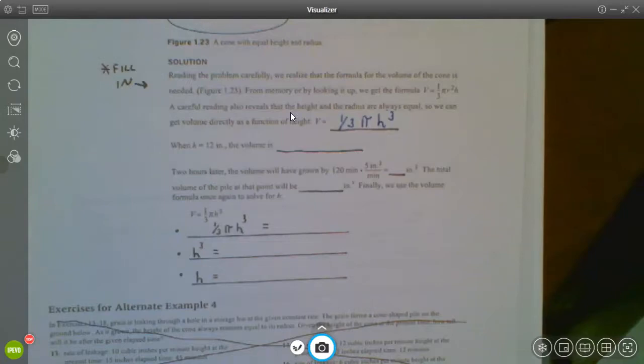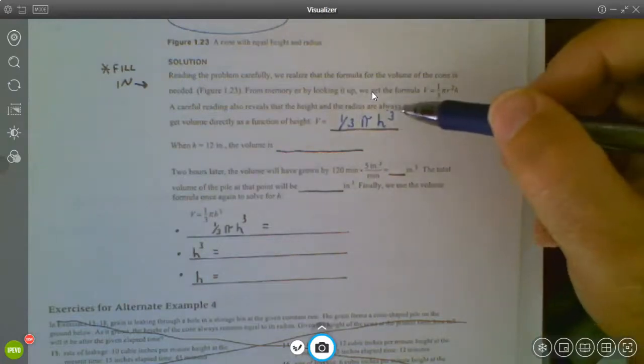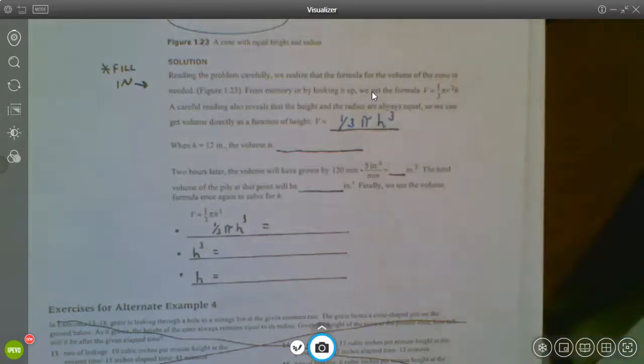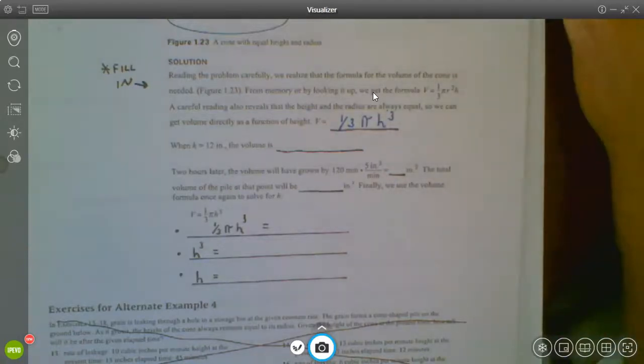So when the height is 12, and remember that was because they said if it is 1 foot tall now, so if it's 12 inches now, what would the volume currently be? Because we need to compare what it is now to what it is 2 hours from now. So we need to first know what we're dealing with here. So if our height is 12, so if you did 12 to the third times pi divided by 3, that will give us our current volume.